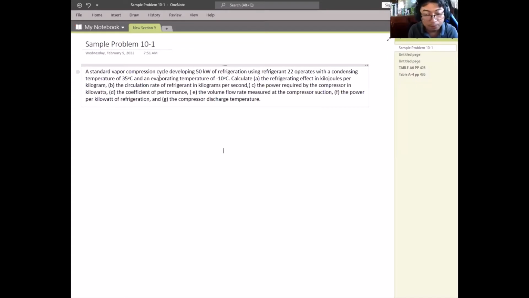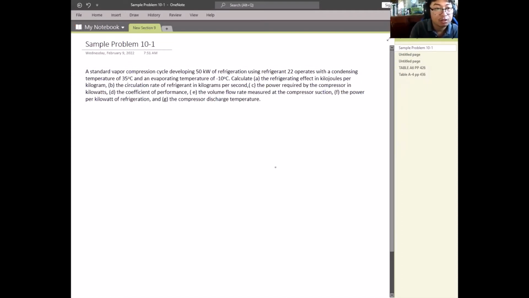First is to draw the diagram of the refrigeration cycle and the pH diagram. I think this is a standard refrigeration cycle, so I will draw the 4 basic parts of refrigeration: expansion valve, evaporator, pump, and condenser.